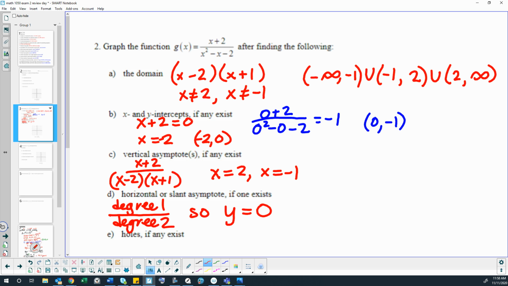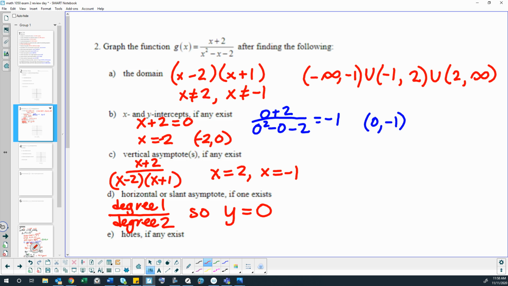Now, if the degrees are the same, we do the leading coefficients. So if there had been a squared on the x squared plus 2 on the top, then the degrees would both be 2, and we would take those leading coefficients, which are 1 and 1, and divide those so that our horizontal asymptote would be at 1. That's if the degrees were the same. If the degree is less on the top than the bottom, then y equals 0.